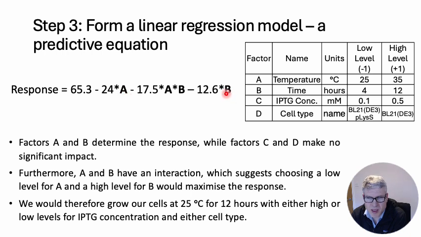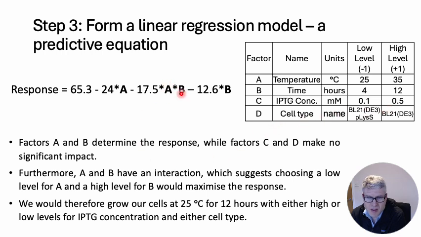You may think you want B in the low level, but actually because we've got an interaction term here, we actually want B to be in the high level, because A will be in the low level and that will create a positive contribution to the response. So this is really powerful that A and B interact, and you wouldn't find that if you just change one factor at a time. Not only that, there's no C or D at all in this equation, so that tells us that there's no impact. You can have high or low levels for C and D and it makes no difference to the overall outcome.